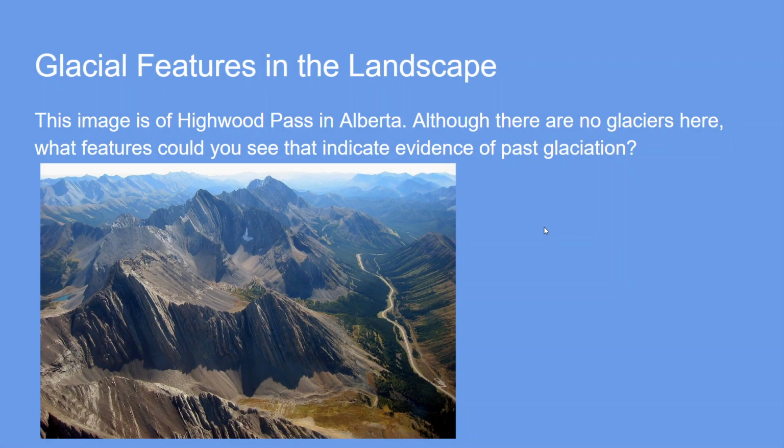So here's an activity to identify glacial features in the landscape. So this image is of Highwood Pass in Alberta, also near Calgary, where I went hiking a lot along these amazing and beautiful cirques and peaks. And so although there are no glaciers here, what features could you see that indicate evidence of past glaciation? So we can pause the video and try to identify some of them from this real-life image.